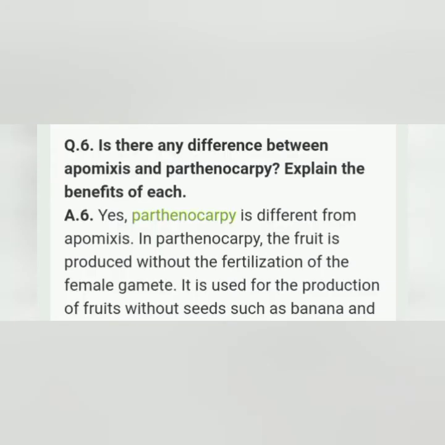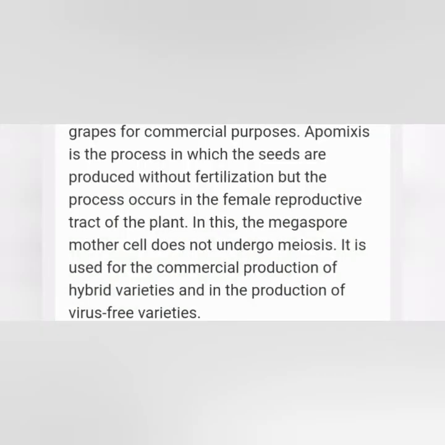Question. Is there any difference between apomixis and parthenocarpy? Explain the benefits of each. Answer. Yes. Parthenocarpy is different from apomixis. In parthenocarpy, the fruit is produced without the fertilization of the female gamete. It is used for the production of fruits without seeds such as banana and grapes for commercial purposes. Apomixis is the process in which the seeds are produced without fertilization, but the process occurs in the female reproductive tract of the plant. In this, the megaspore mother cell does not undergo meiosis. It is used for the commercial production of hybrid varieties and in the production of virus-free varieties.